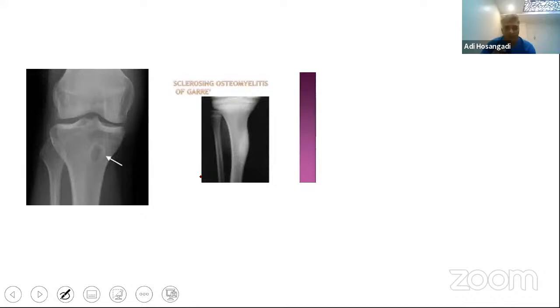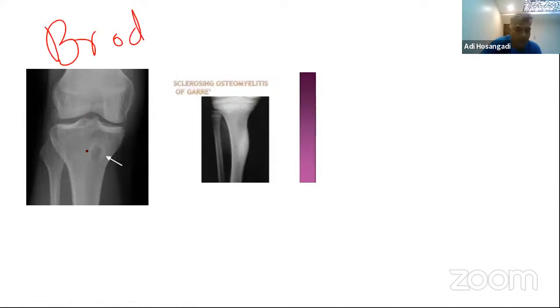Please remember, this left-hand side is a picture of Brodie's abscess. Look at this so nicely. There is a cavity here surrounded by sclerotic bone, but there is no periosteal reaction here. The margins are very well maintained. No destruction of the bone anywhere. So, a very well localized lytic lesion surrounded by a sclerotic margin. This is Brodie's.